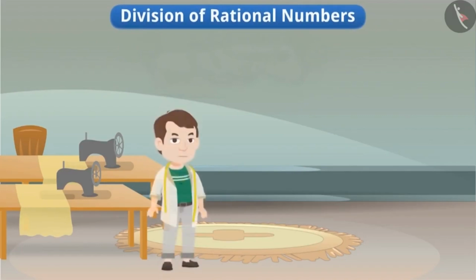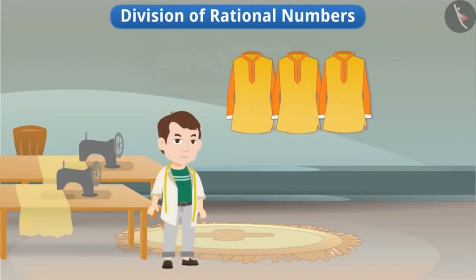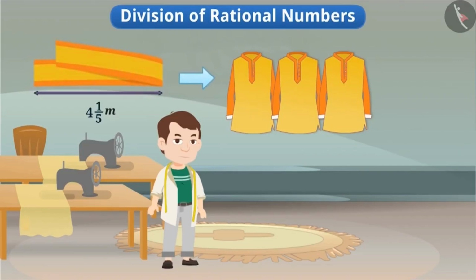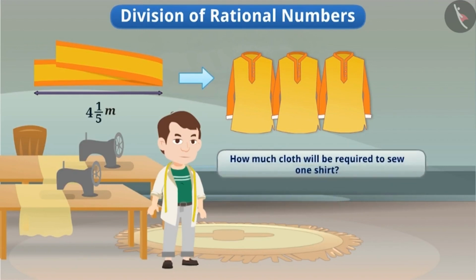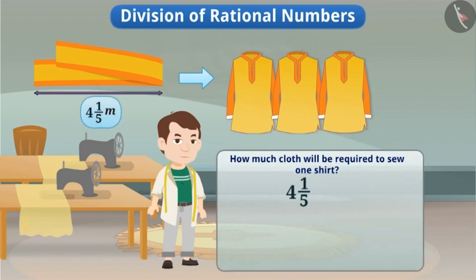Let us understand this with the help of an example. Suppose a tailor uses 4 1/5 meter of cloth to sew 3 identical shirts. Just think, if we had to find out how much cloth he took to sew one shirt, how will we know this? Think for a while. Absolutely right. We will divide 4 1/5 meter by 3.